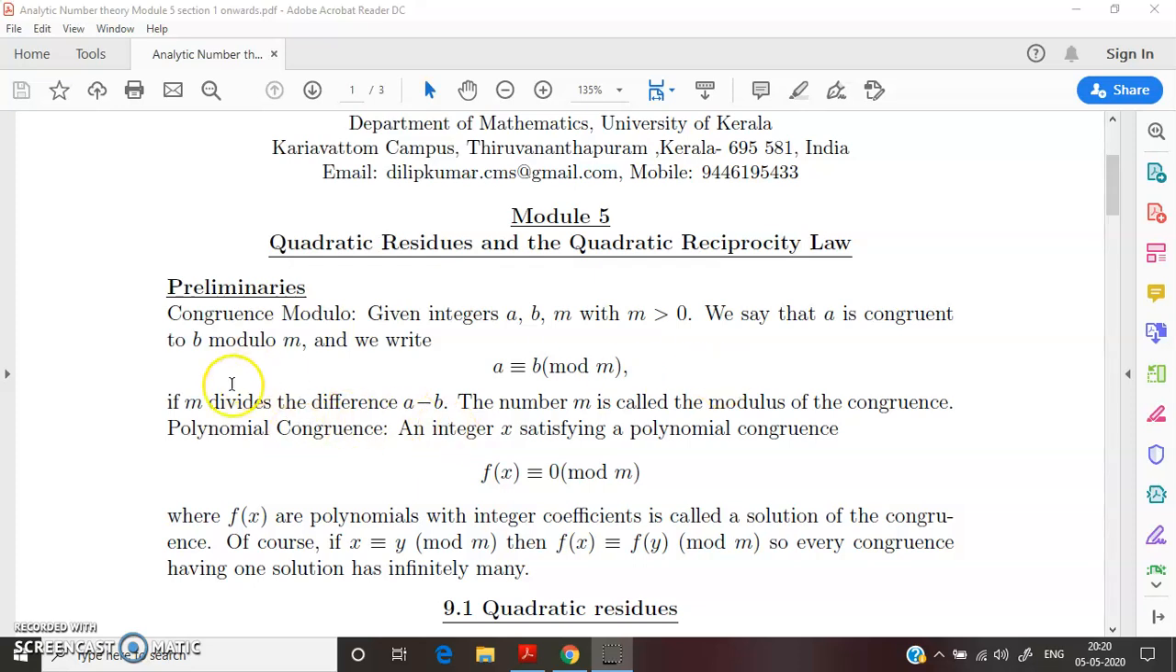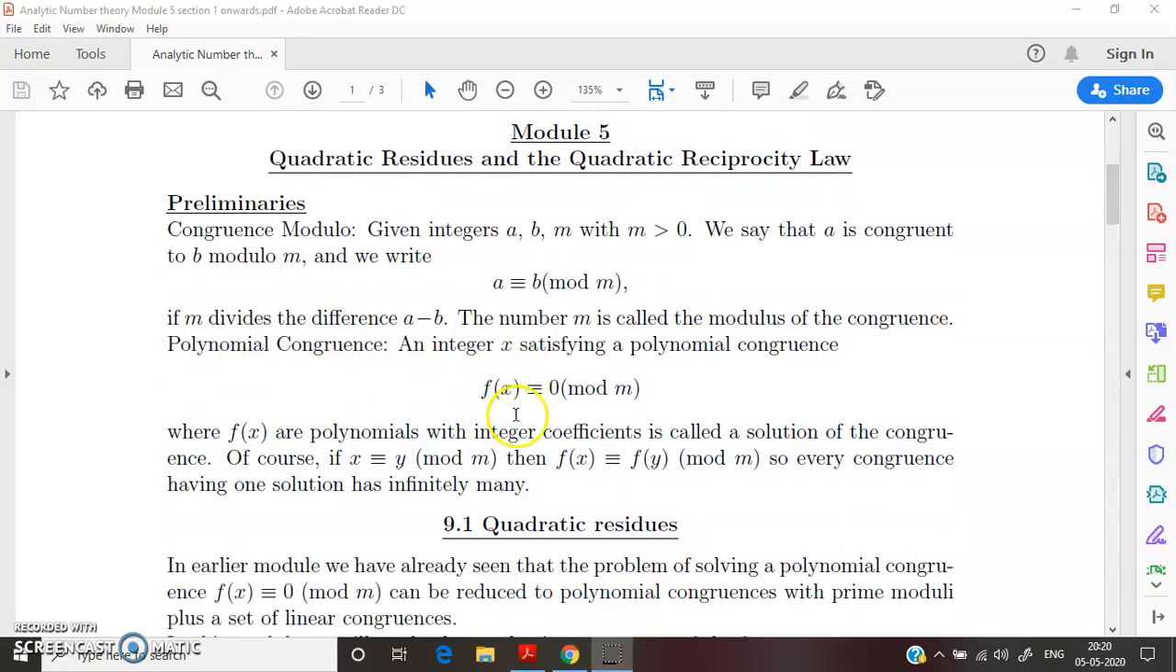Now let us see what is polynomial congruence. An integer x satisfying a polynomial congruence f(x) ≡ 0 mod m, where f(x) is a polynomial with integer coefficients, is called a solution of the congruence. That is, f(x) ≡ 0 mod m is called the polynomial congruence, and if we can find an x which satisfies it, we say that x is a solution of this polynomial congruence. You have already studied these things.